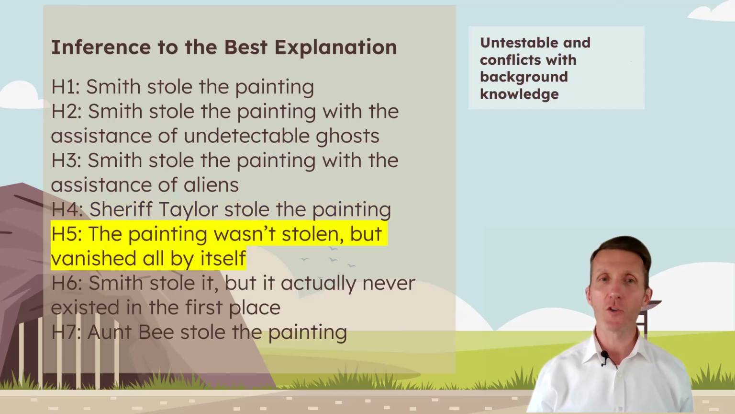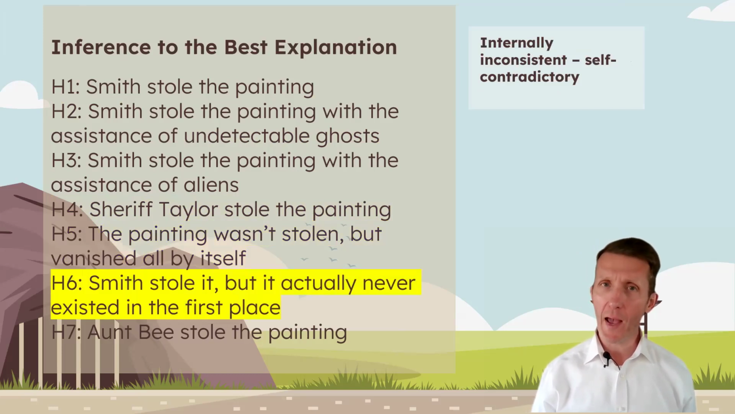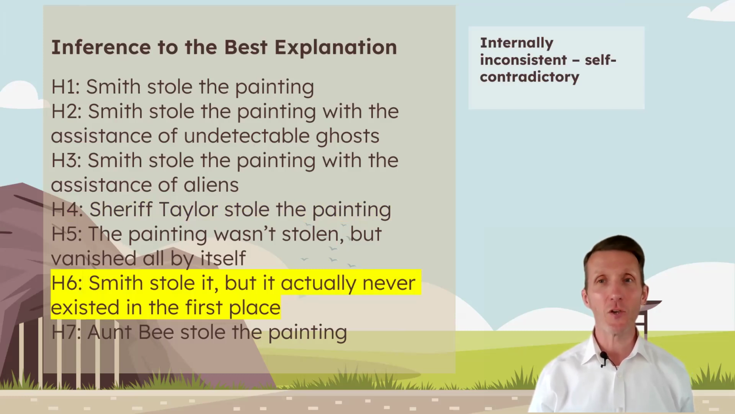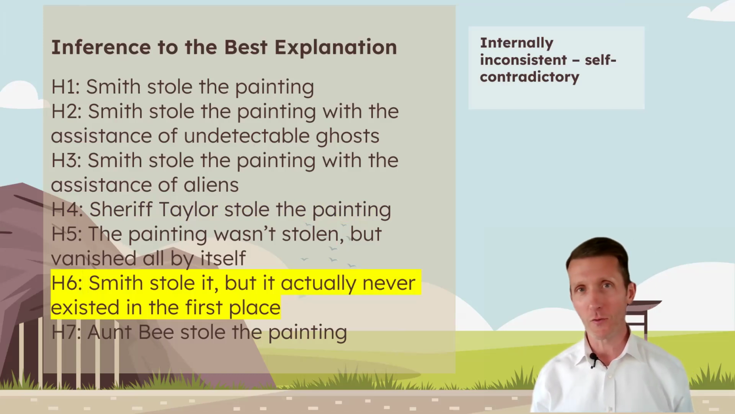H5, the painting wasn't stolen, but vanished all by itself. Okay, it vanished all by itself. That's untestable, not something we can replicate. And that definitely conflicts with our background knowledge. Things do not vanish all by themselves. H6, Smith stole it, but actually it never existed in the first place. This hypothesis is internally inconsistent. It's self-contradictory because it says Smith stole it, but it actually didn't exist in the first place.